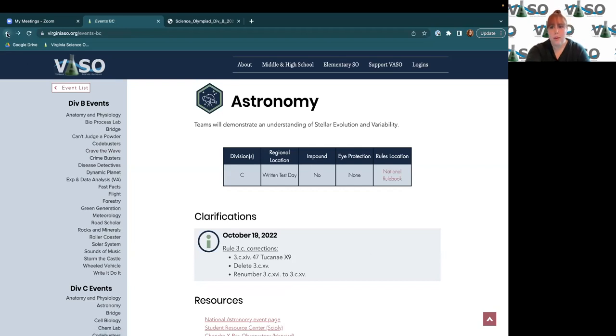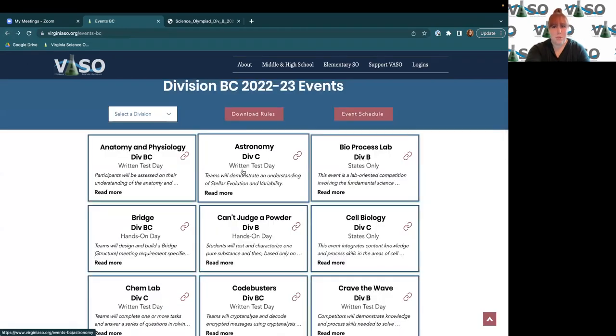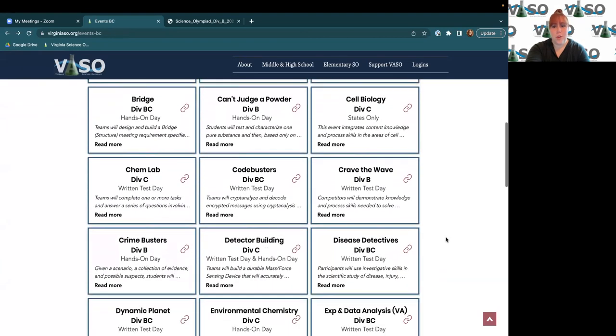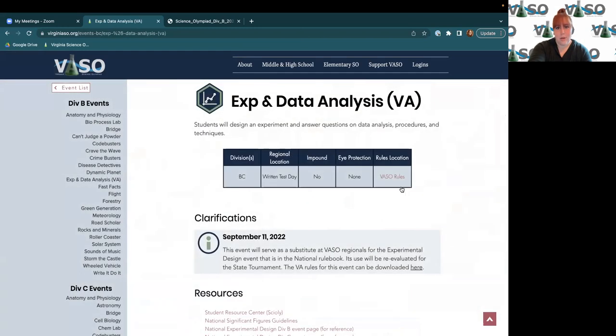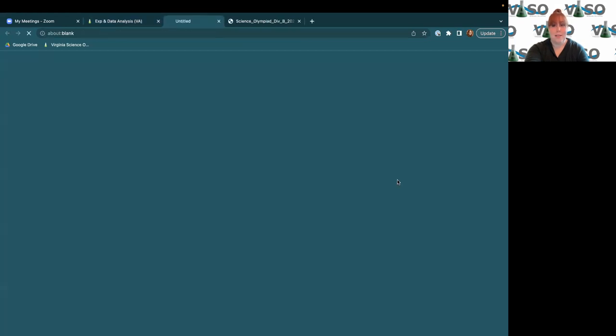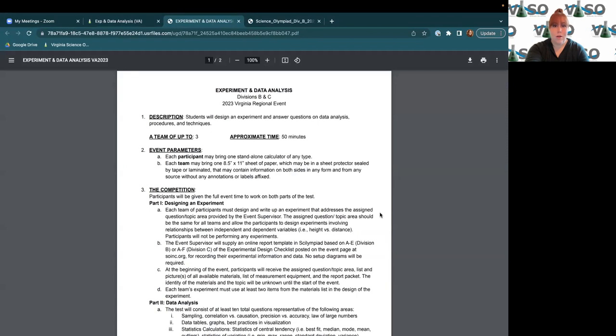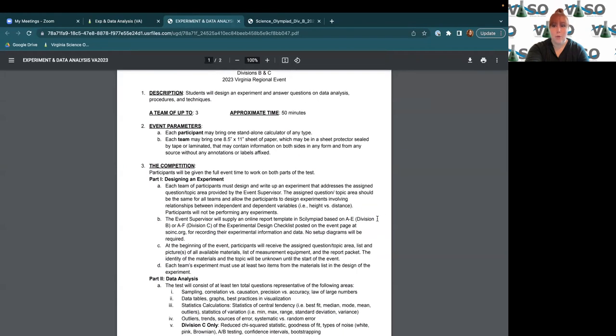One that I want to highlight, though, and I talked about this as a substituted event, is experiment and data analysis for regionals. And just so that you know, when you click that, you can then access the VASO rules for this event. This event is not in the national rule book because we are substituting it. And these rules are actually slightly modified from last year as well. Our event supervisors took a close look and decided they wanted to make some changes. So those rules for that regional tournament are posted here.